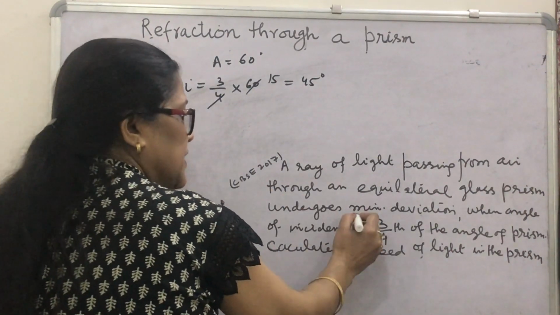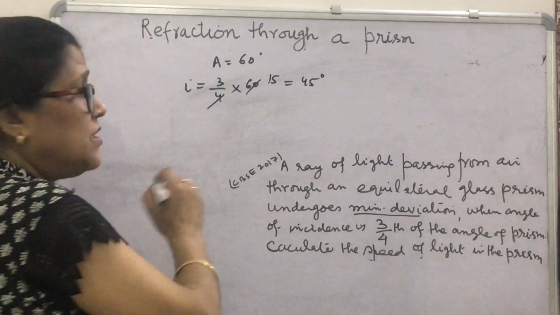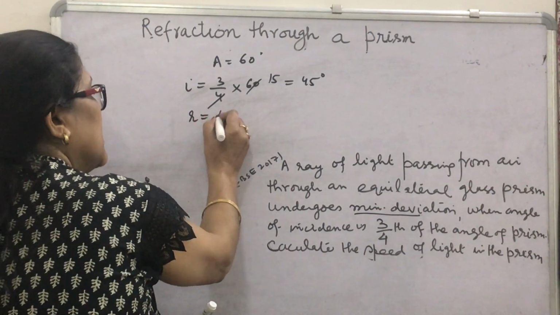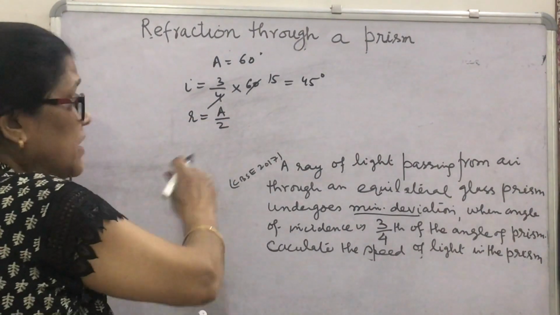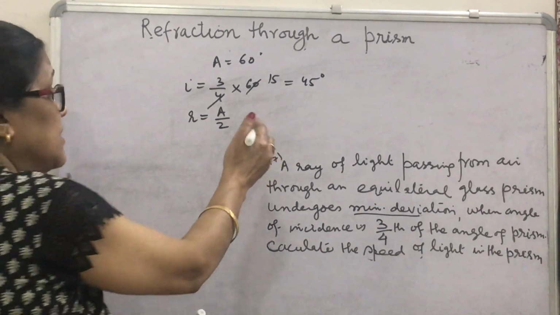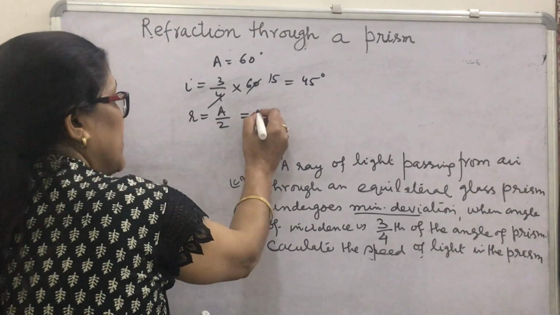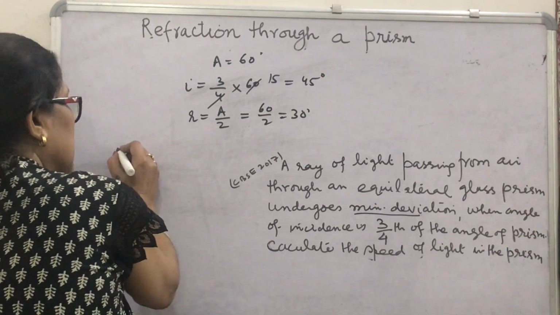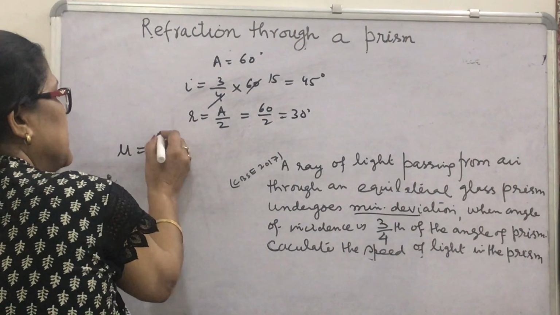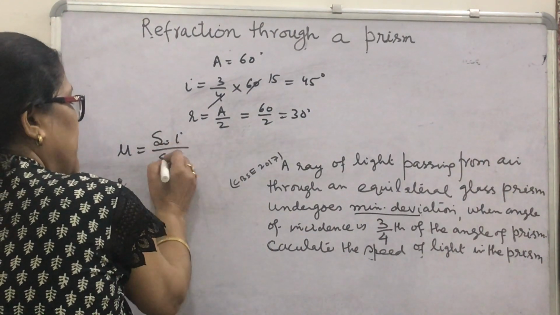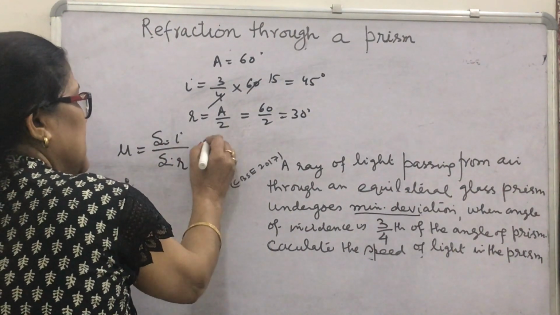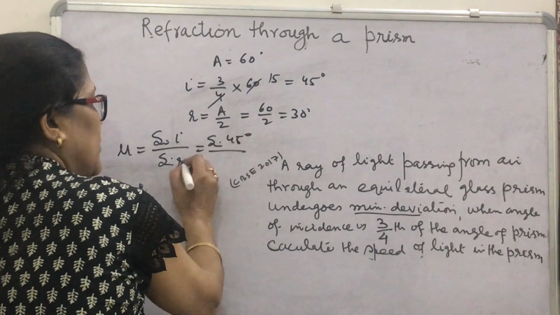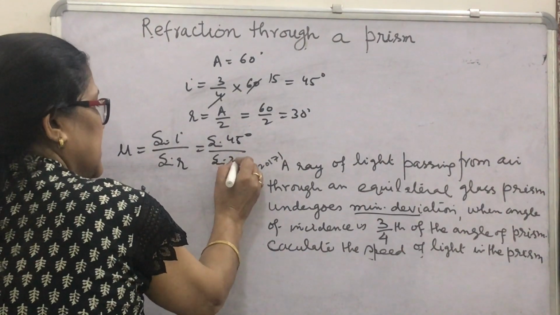The prism is placed in the minimum deviation position. Then you know, in the minimum deviation position our angle r is A by 2. You learned A equal to 2r in the derivation. Then what will be our angle of refraction? 60 by 2, that is 30 degree. What is the relation for the refractive index of the prism? Sin i upon sin r, that is sin 45 degree upon sin 30 degree.